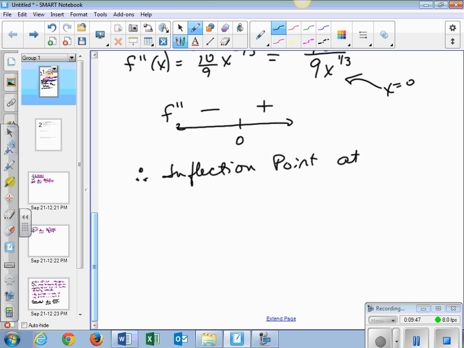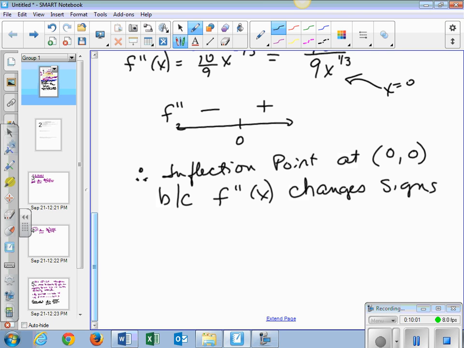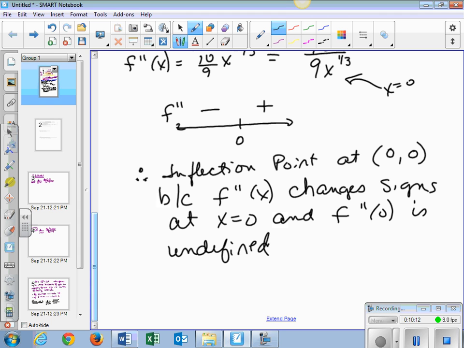at x equal to 0. Plug it back into the original to get the y value, and I get that to be 0, because f double prime of x changes signs at x equal to 0, and f double prime of 0 is undefined. You have to put both of those down to justify your point of inflection.